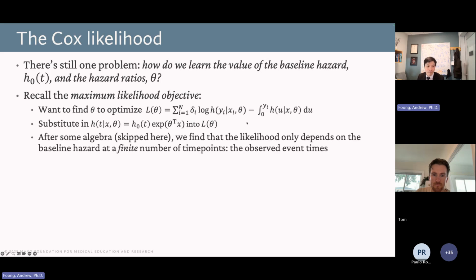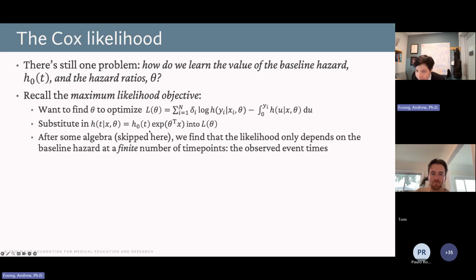So substitute it in, and there's going to be a few lines of algebra now, which I'm going to skip. If you perform this substitution and you simplify the objective, we find one really interesting property, which is that the likelihood function L, which in principle could depend on the entire shape of the baseline hazard function, actually only depends on the baseline hazard function at a finite number of time points, which are the observed event times.